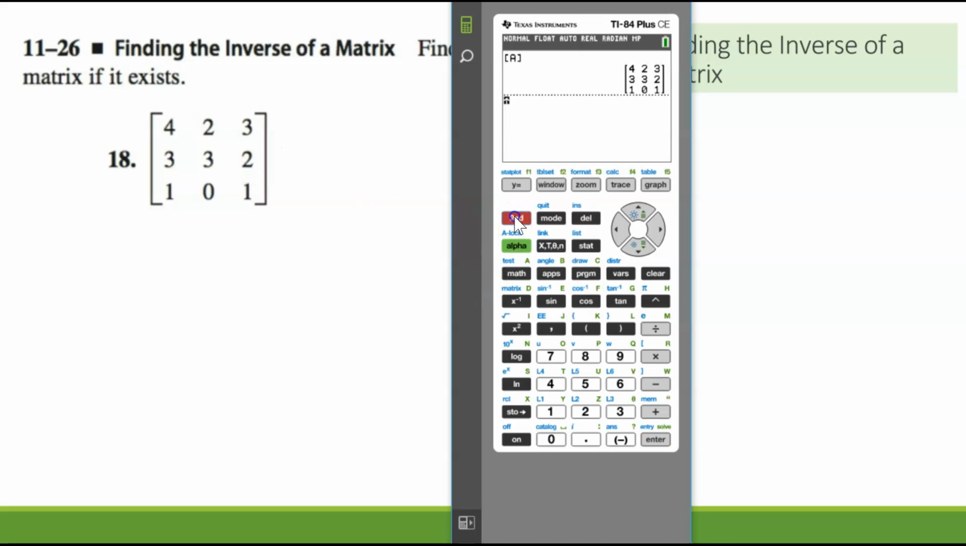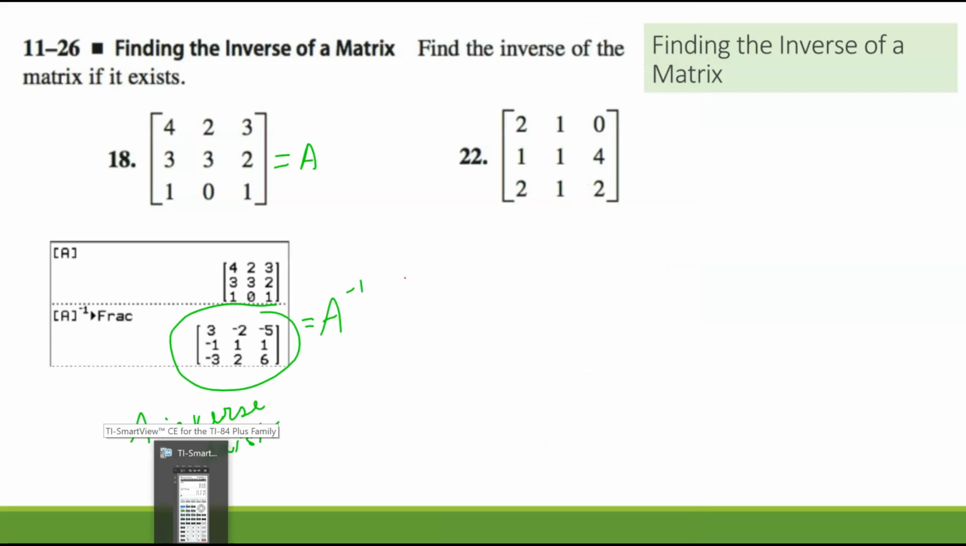So then I say second matrix A, and then we're going to go for this. It's right below the math button, x to the negative 1. That's the inverse button. Find A inverse if it exists. Most of the time, these have fractional answers, so I'm going to say if it exists, find it in fraction form. It exists, and it didn't have fractions, but we're prepared, should it have. There's our inverse matrix.